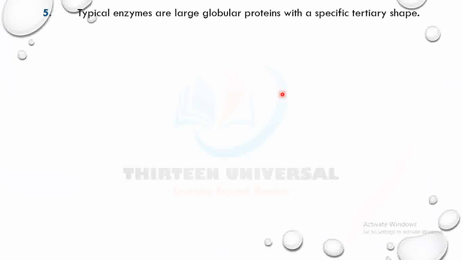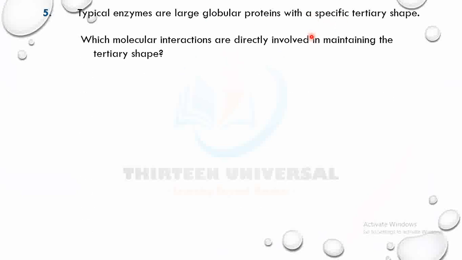Number 5. Typical enzymes are large globular proteins with specific tertiary shape. Which molecular interactions are directly involved in maintaining the tertiary structure?